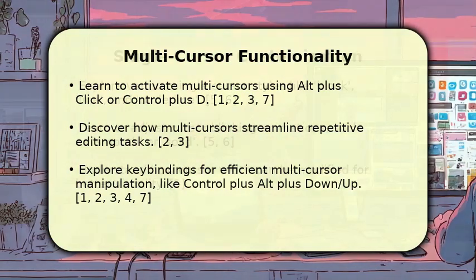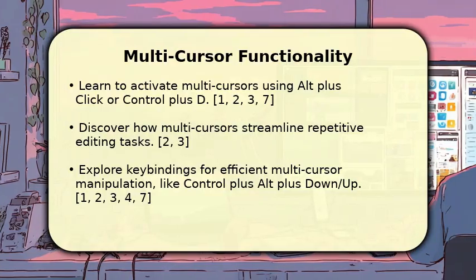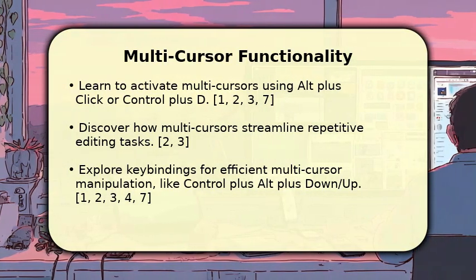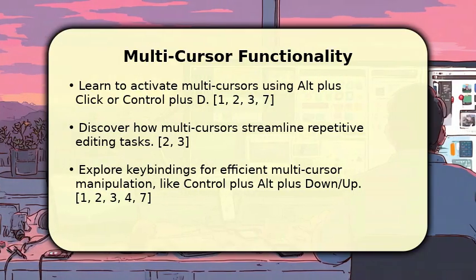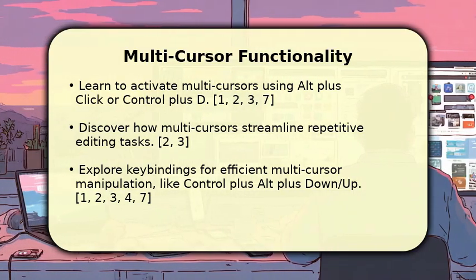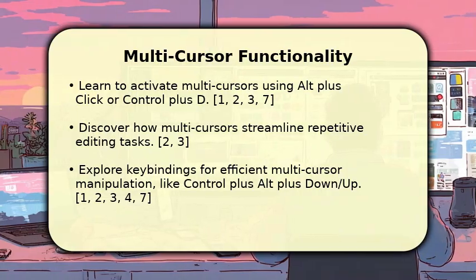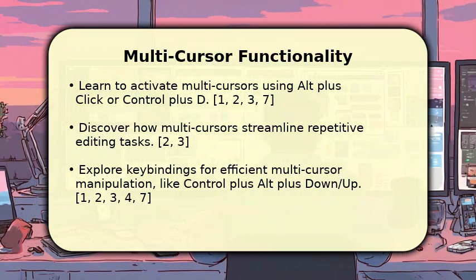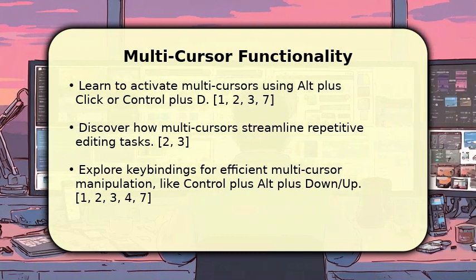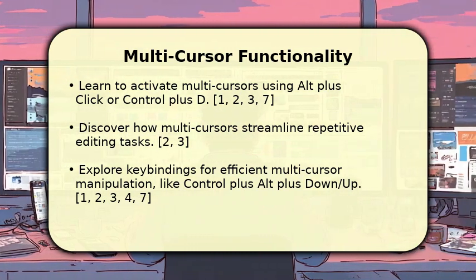Now, let's unlock the power of multi-cursors. You can activate them by holding Alt and clicking in multiple locations, or by pressing Ctrl-D to select the next occurrence of a word. This feature is incredibly useful for making identical changes across several lines simultaneously.